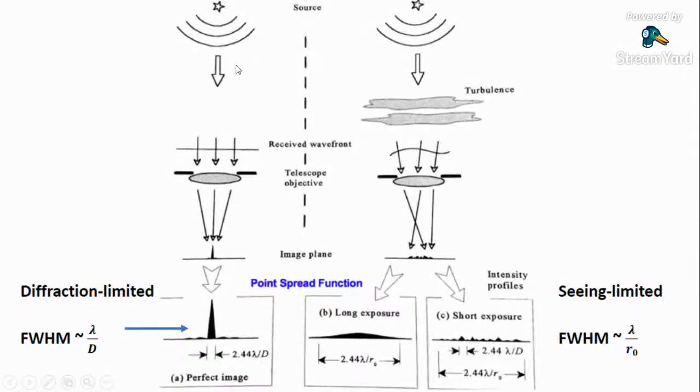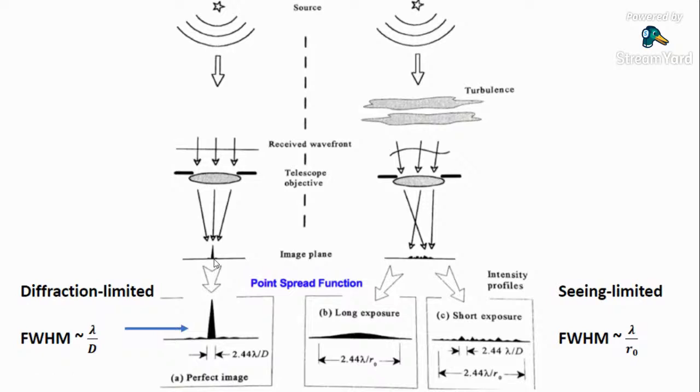This diagram can make it much more clear. This is a star we are observing, a source, and it is emitting spherical wavefronts, and this is what we receive: the plane wavefronts in case of no turbulence, and we get a focused image. And here we can see the peak intensity.